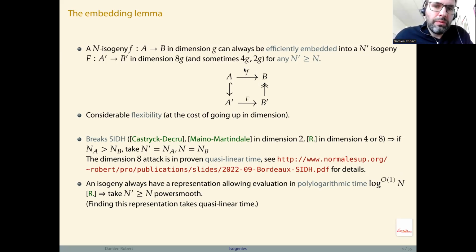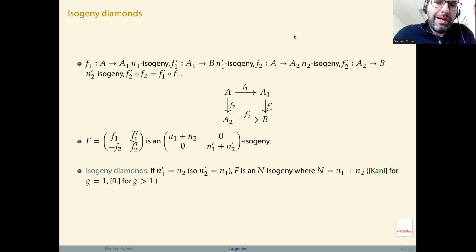It's based on work by Kani. So what Kani showed essentially is the following: if you take an isogeny from A to A1, an isogeny from A to A2, and you complete into any commutative diagram, where F1 is an N1 isogeny, F1 prime is an N1 prime isogeny, F2 is an N2 isogeny, F2 prime is an N2 prime isogeny, then this matrix here is an N1 plus N2, N1 prime plus N2 prime isogeny.